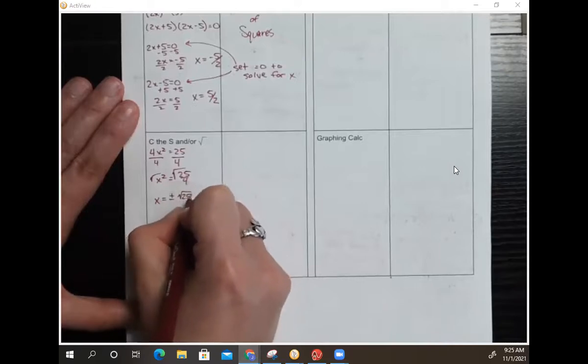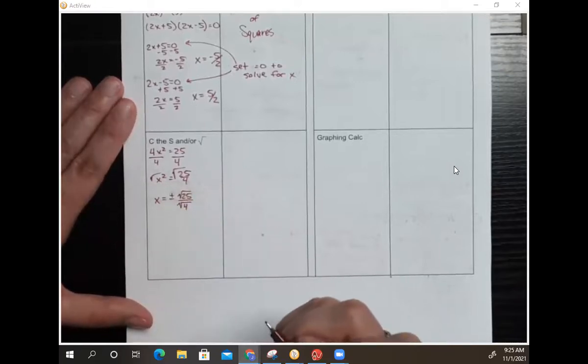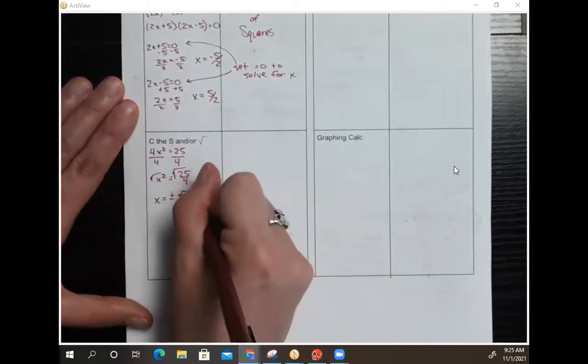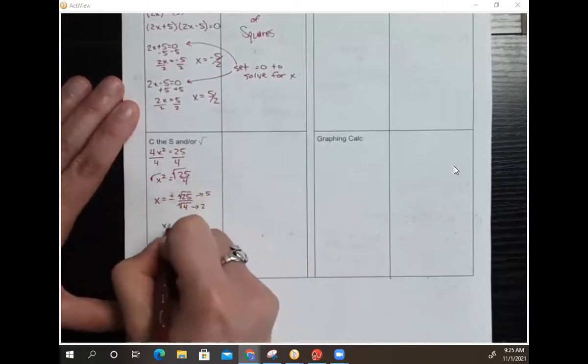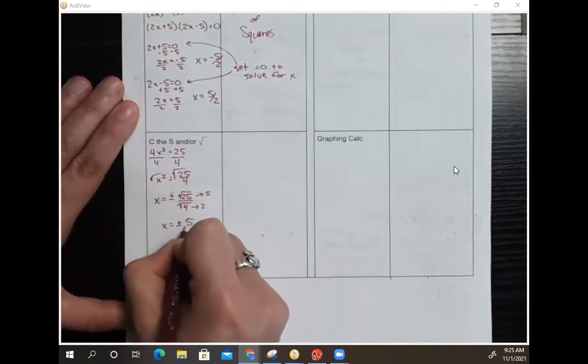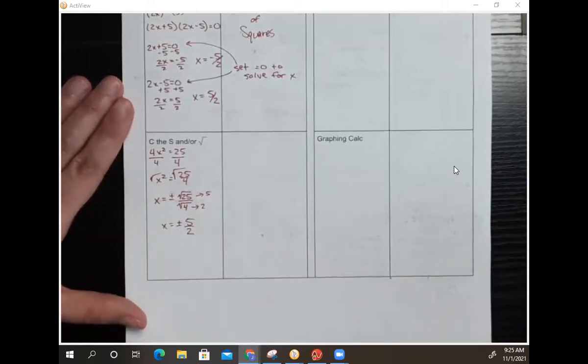When we take a square root of a fraction, I can simplify the top and bottom separately. The square root of 25 over square root of 4. Square root of 25 is 5. Square root of 4 is 2. So I get x equals plus or minus 5 over 2.